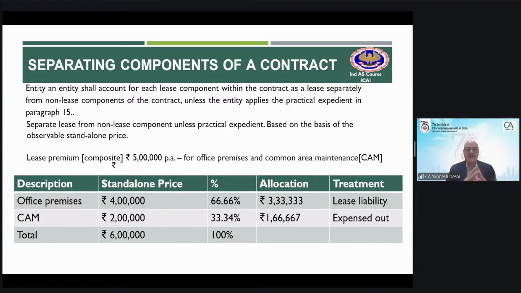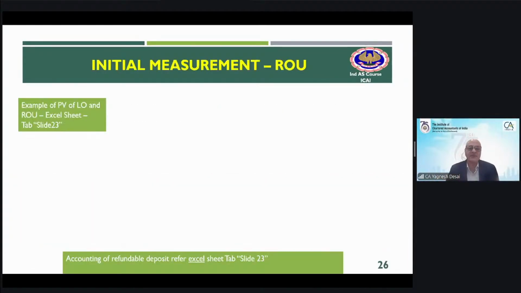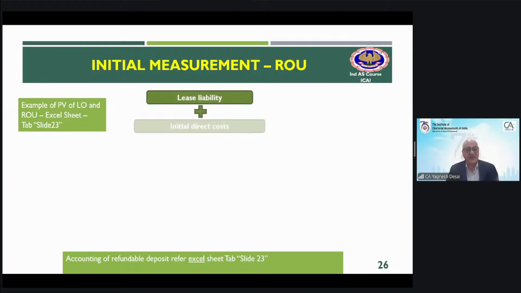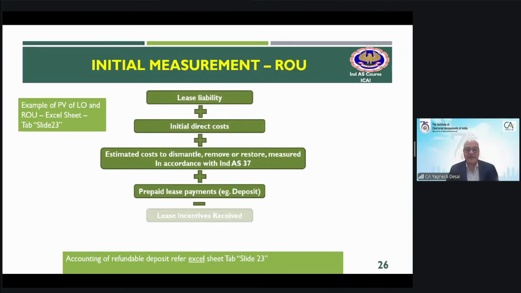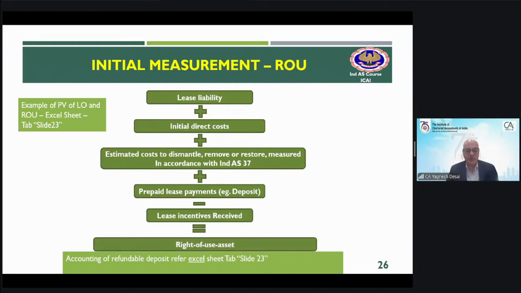Now the standards say that if it is difficult for you to separate these two elements, then use the practical expedient as per paragraph 15 and don't allocate. In that case, consider the entire 5 lakhs as lease payments, provided it's very difficult for you to ascertain the allocation between these two elements. So we say that lease payments has got 5 elements, and you bring it to the present value.